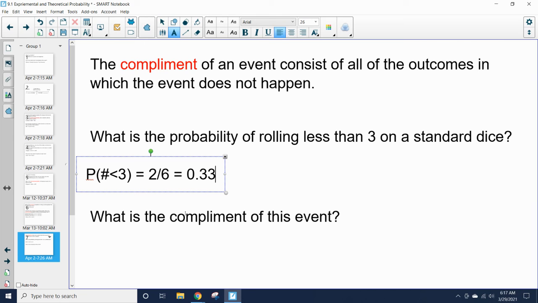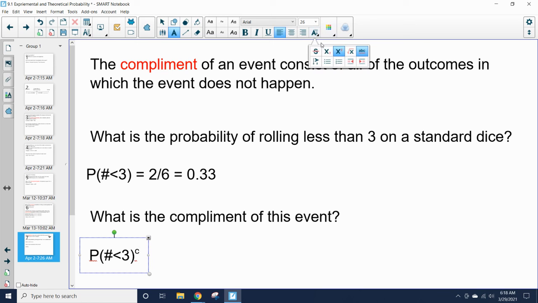So the complement of this event would be the opposite of this happening. Sometimes you see this written with a little c. So we would be calculating the probability of getting a number that is less than 3. Sometimes we put a little c in the top right of that. That tells us this is the complement of our event that we're calculating, or the opposite. So we just have to think, what is the opposite of this event?